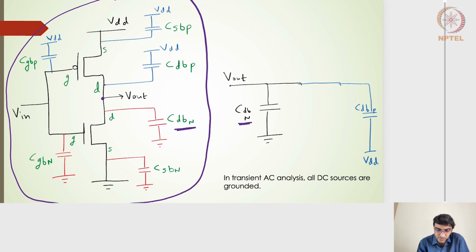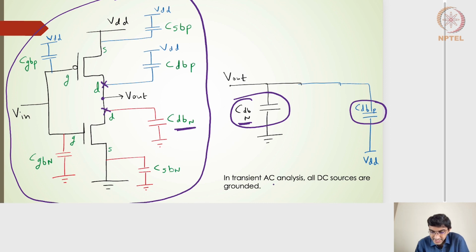For an inverter, we know that the drains of the PMOS and the drains of the NMOS are tied together. So that is the output. And then one capacitance is CDB, the drain to body capacitance of the NMOS, and then the drain to body capacitance of the PMOS. On one side it is connected to the ground, and on the other side it is connected to VDD.